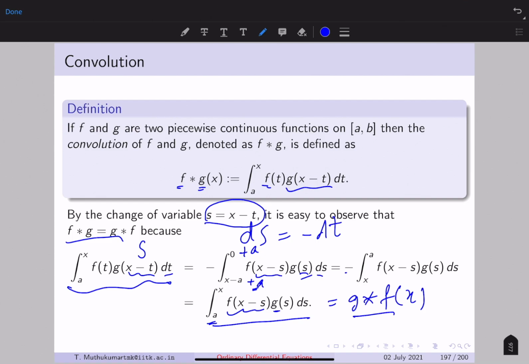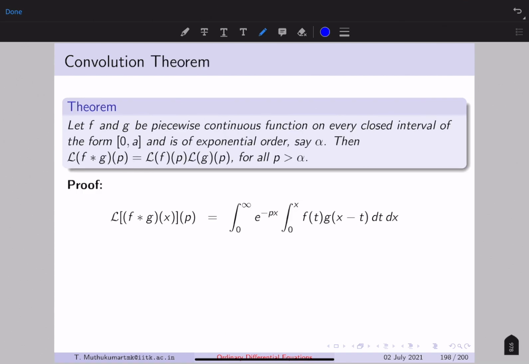Now to the main result on convolution, which is called the convolution theorem. If you have two functions which are piecewise continuous on every closed interval of the form 0 to a, and which are also of exponential order, that is, bounded by e to the alpha x for some alpha, then the Laplace transform of the convolution of the functions is nothing but the pointwise product of the individual Laplace transforms.